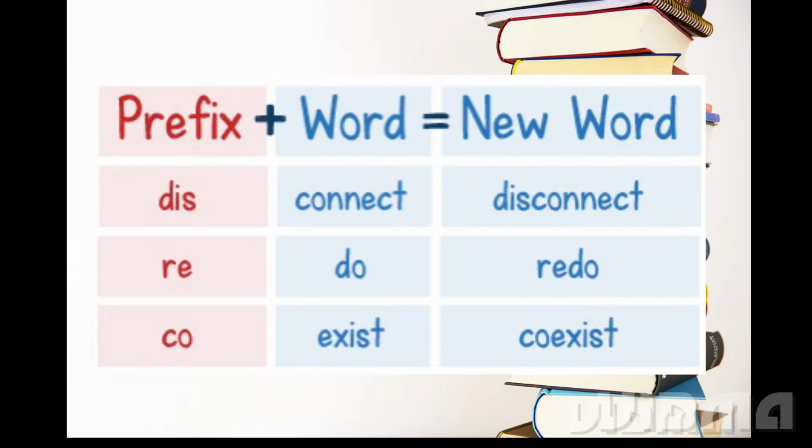Now let's have a look at some more examples of prefix. Here we can see prefix plus your root word is equal to new word. Similarly, prefix dis plus connect is equal to disconnect. Redo. Re is your prefix, do is your root word, and that is completely making a new word, redo. Lastly, exist is your root word. We will add a prefix to it, that is co. Now these two different words are making one new word, coexist.